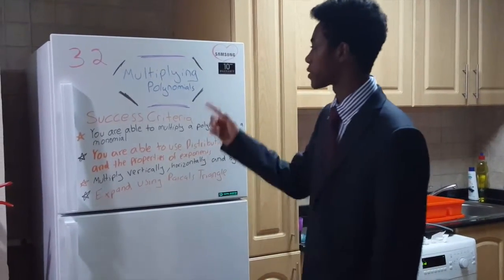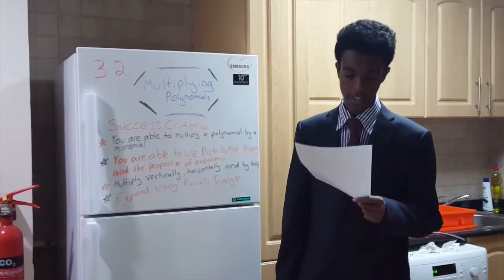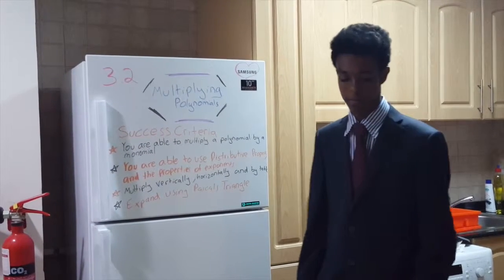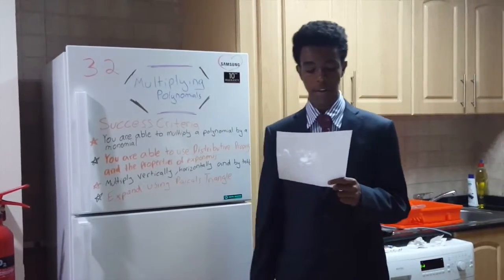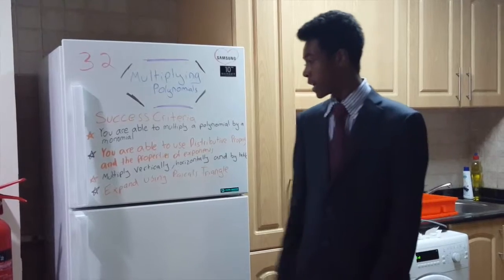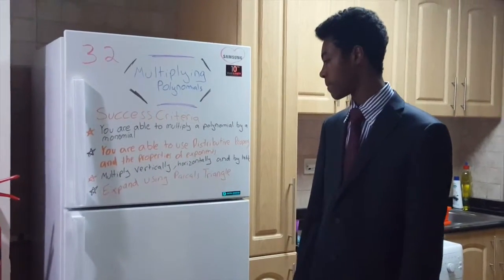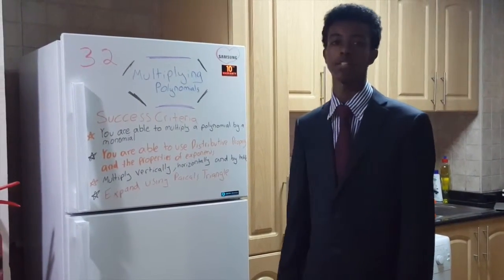Today we'll be learning how to multiply polynomials. This is chapter 3, lesson 2. Our success criteria is that we are able to multiply a polynomial by a monomial, and we are able to use the distributive property and the properties of exponents, and we're also able to multiply vertically, horizontally, and by a table. Finally, at the end of the lesson, we'll be able to expand using Pascal's triangle.